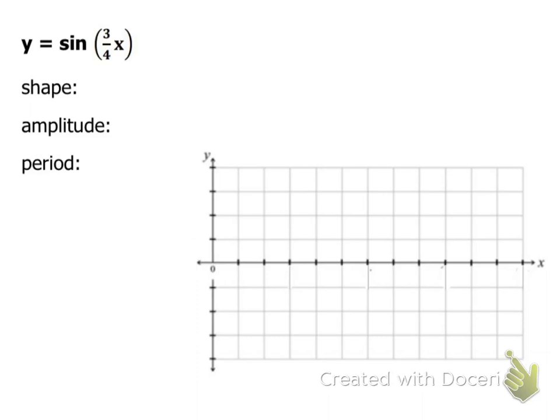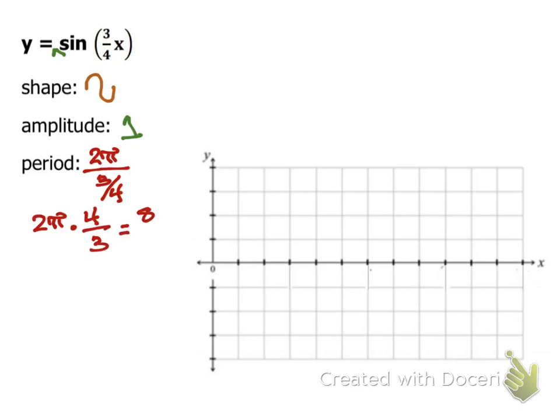Sine of 3/4 x. The shape for sine, up to down. My amplitude here is 1. There's no coefficient of sine. Now for the period, we will have 2 pi divided by 3/4, which is the same thing as 2 pi times 4/3, which is 8 pi over 3.